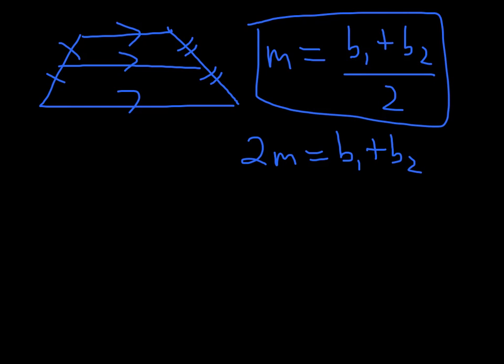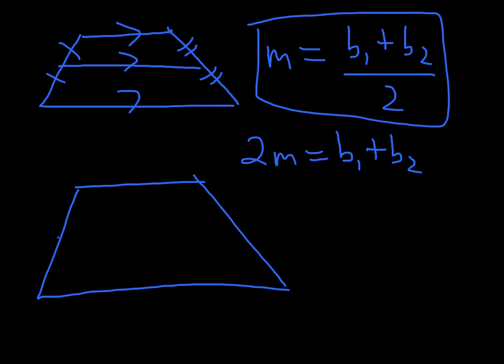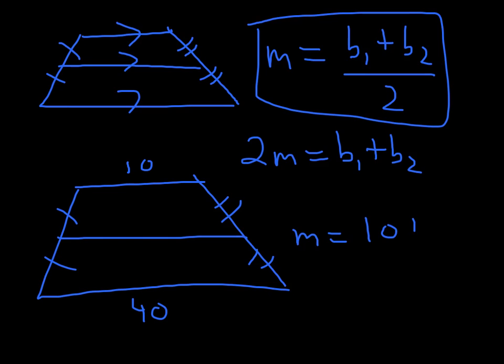So in solving problems, numeric values are usually quite easy. So obviously this piece is the median. Suppose the top base is 10 and the bottom base is 40. What's the length of the median? Well, the median is simply the average of the two bases. So average is easy. We add up and divide by 2. 50 divided by 2 is 25. So the length is 25.